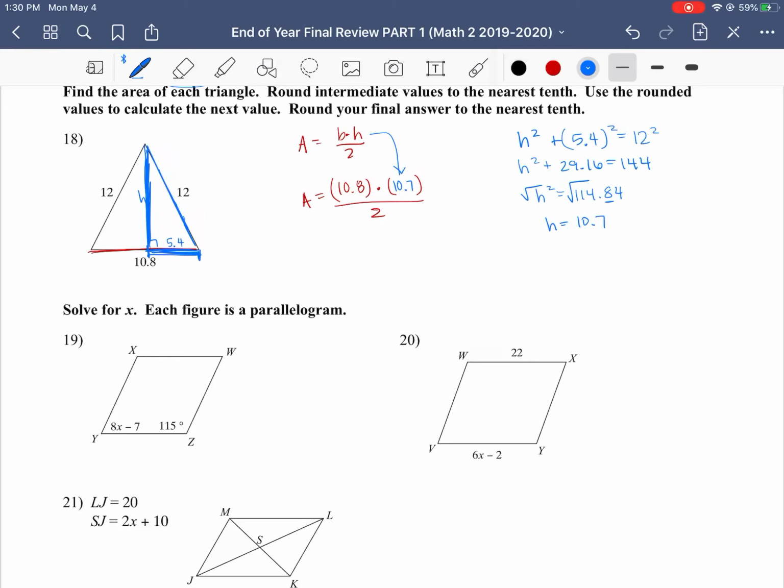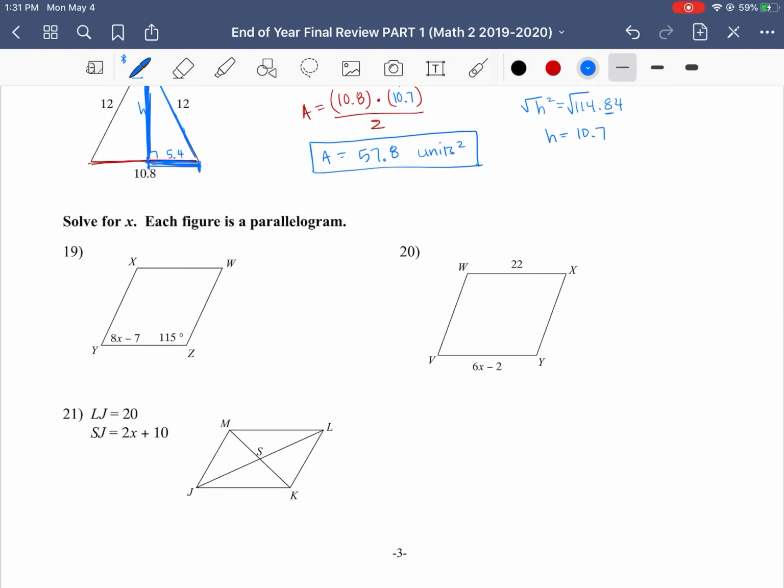Okay. And then we just calculate the area. So 10.8 times 10.7 is equal to 115.56 divided by 2. And the area here should be about 57.8. And it doesn't give us any units, so I'm going to write units squared just so that I know they're square units, meaning it's an area value instead of a length.